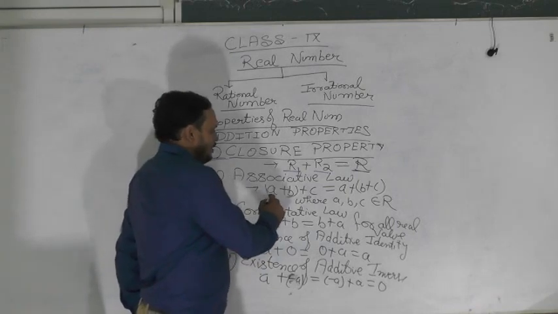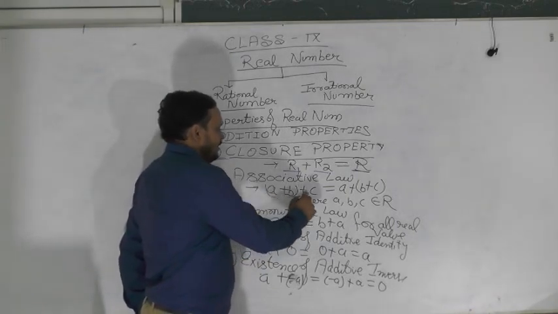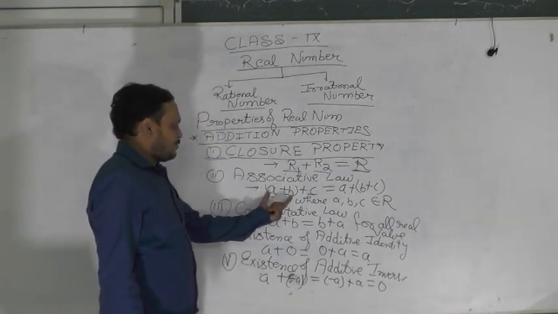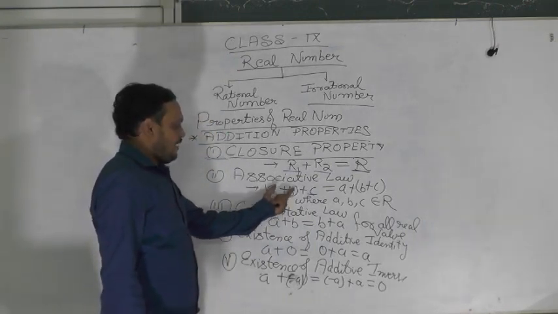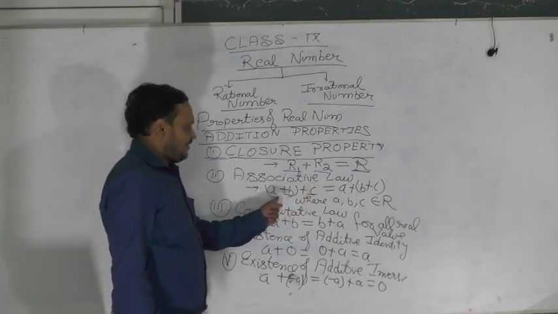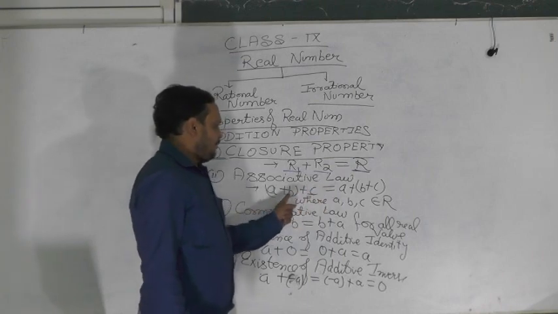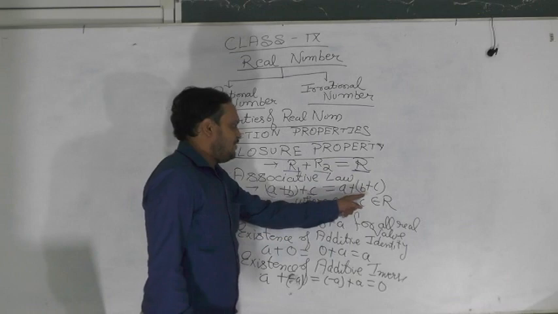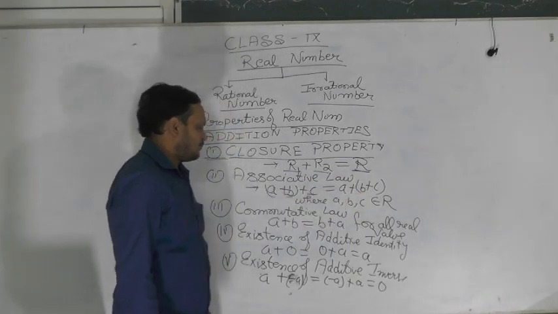Now come to the associative property. Let us consider three real numbers A, B and C. Either we add the first two real numbers A plus B, and after that we add C to this resultant, and the final result will be the same if we add B and C first and then add A.